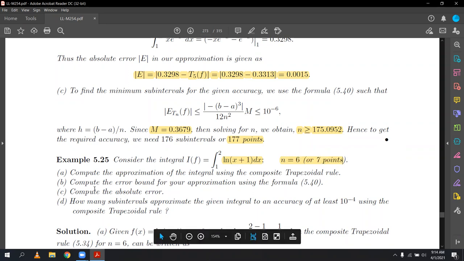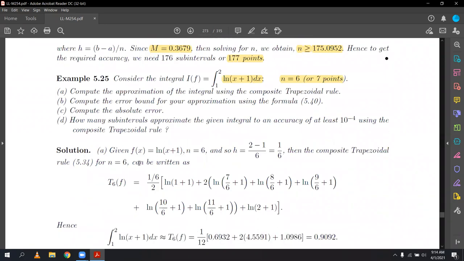And then the second part: compute the error bound, like we did. How many subintervals? The same thing. So the only thing you have to do: this is your f of x given, n is given as 6, and you can find the number of points, because 6 means you should have 7 points. And for 7 points, the final point is 2 and the first point is 1. x0 is 1, x6 is 2. The middle points you can find after you calculate the value of h.